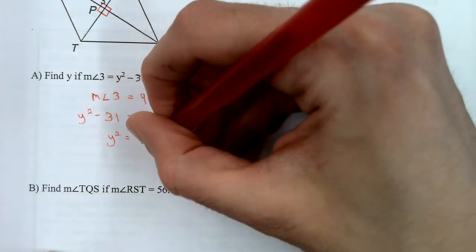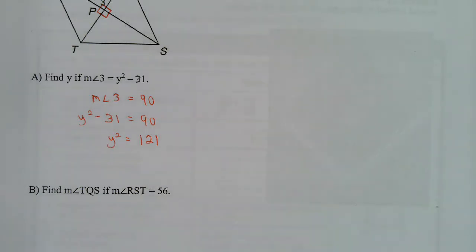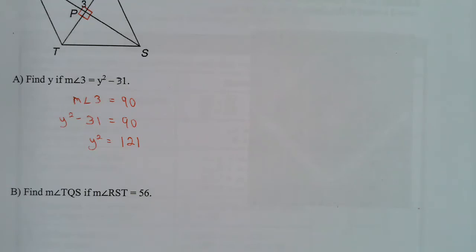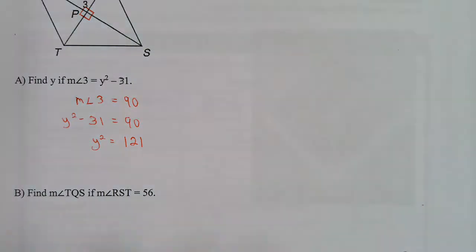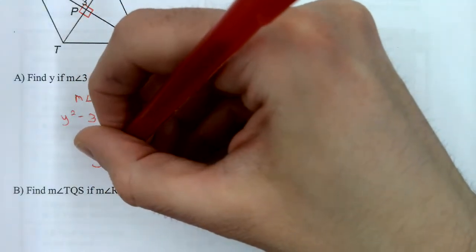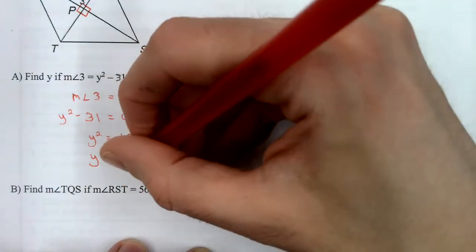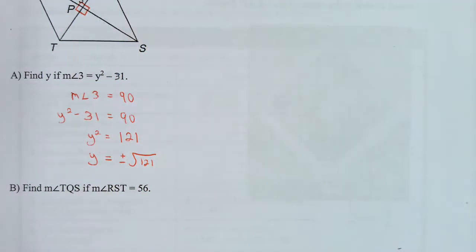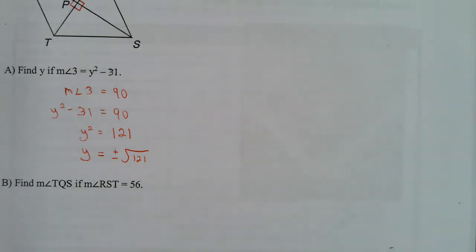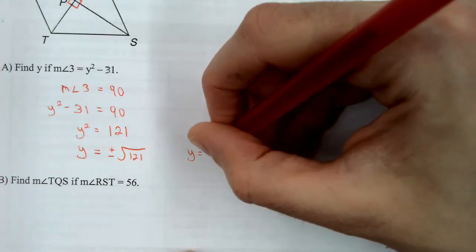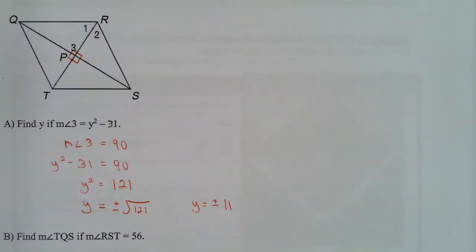I'm going to get y squared equals 121. Now, you have to think back about how to solve that. We're going to take the square root of each side. The square root of y squared is just y. You're going to take the square root of 121, but when you're solving equations, you take the positive and negative square root. So y is going to equal positive and negative 11. Y can be negative, that's fine.